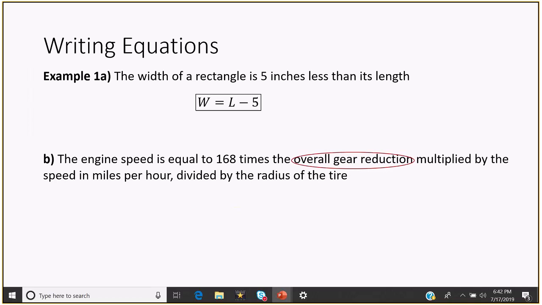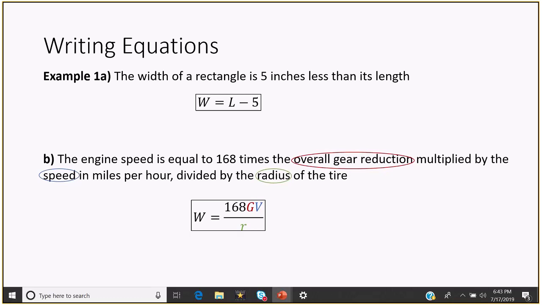And for questions like this, when there's so many things going on, you need to start to specify your variables. That doesn't mean that you have to use the same variables as me. You might want to use different letters, and that's perfectly fine. But if I'm grading your test and you're just throwing around letters willy-nilly, it's hard for me to understand what you're doing with your work along the way. So the pieces of information I'm seeing on the right side of my equation are the overall gear reduction, the speed, and the radius of the tire. So I did G for gear reduction, V for speed, and R for radius.